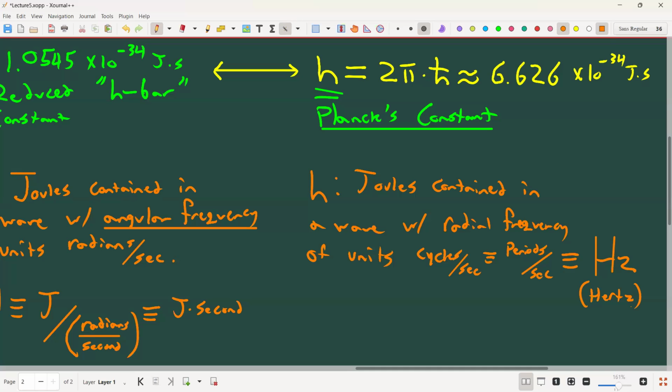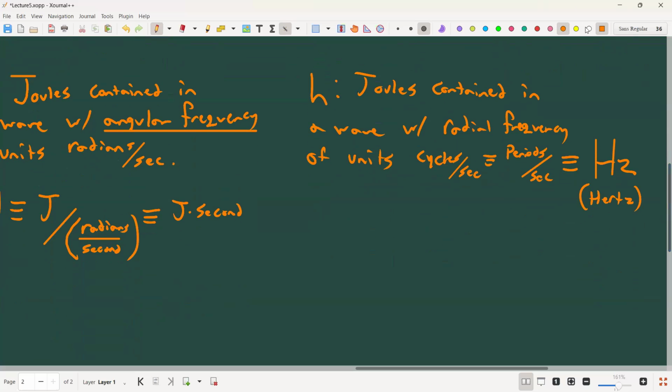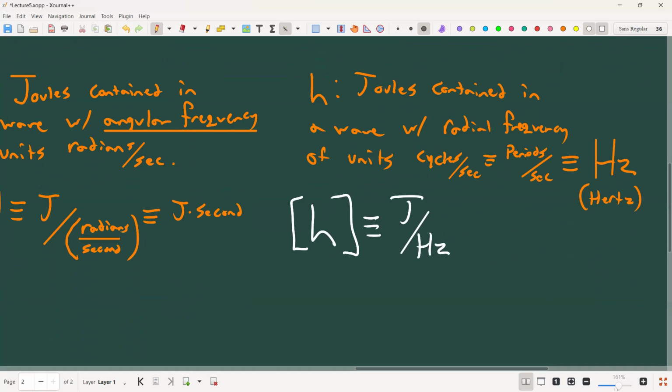Right, so the units of H are joules per hertz, which is the same as joule seconds. Right, so they're just slightly different. They're just different by 2 pi. One's in radians and one's in hertz.